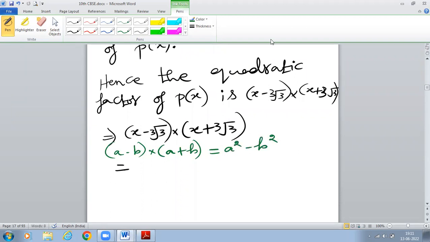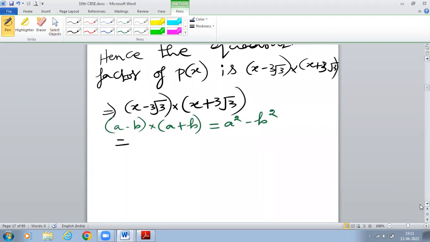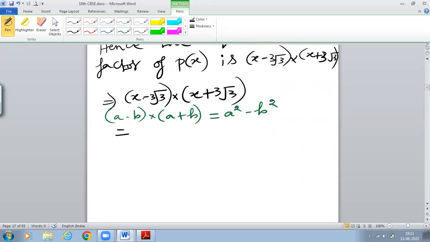Now using this identity, since there is no space for me to write it in the rough column, I'm writing here. Whatever I'm writing in green color, you have to write on the rough side, that is the right side of the page. Here in the place of a we have x, and in the place of b we have 3√3. So (a - b)(a + b) is a square minus b square: x square minus (3√3) the whole square. So we have used the a square minus b square formula here.